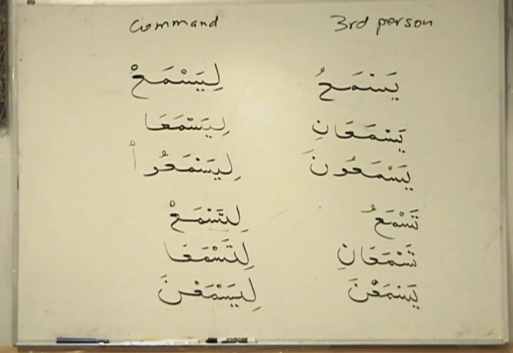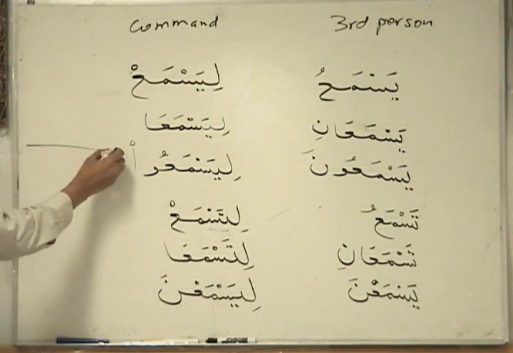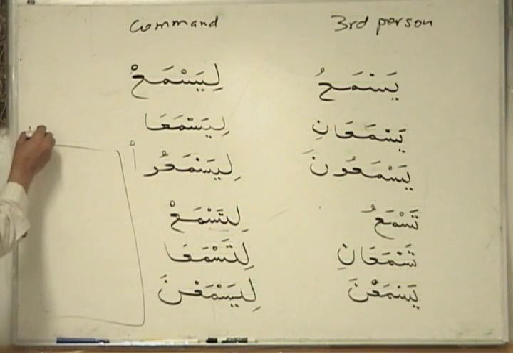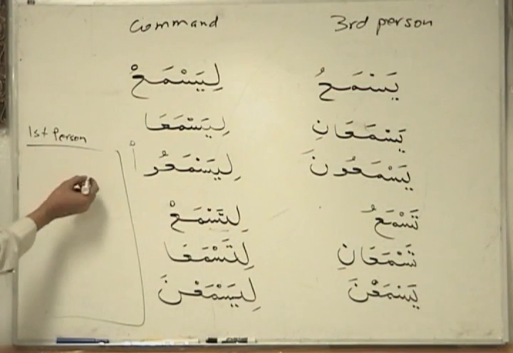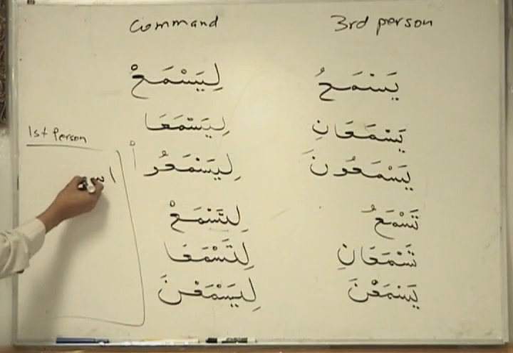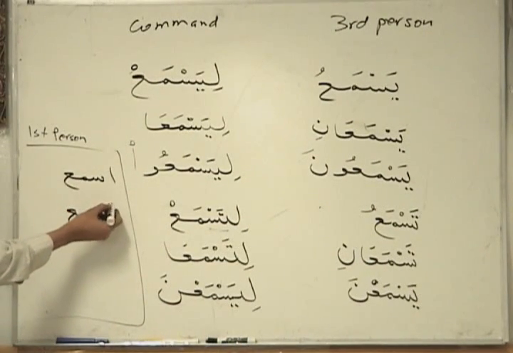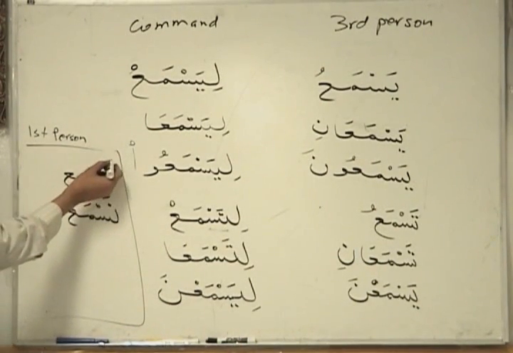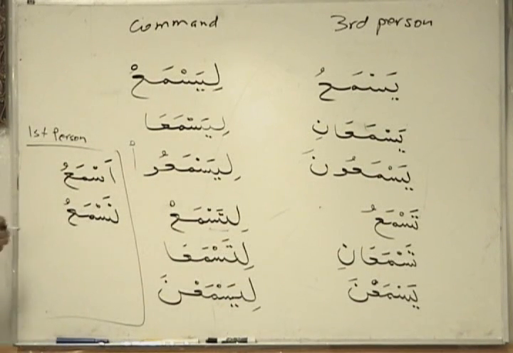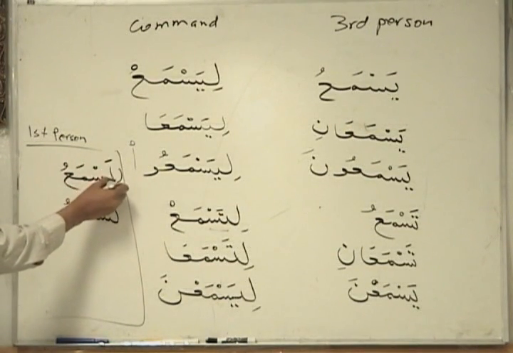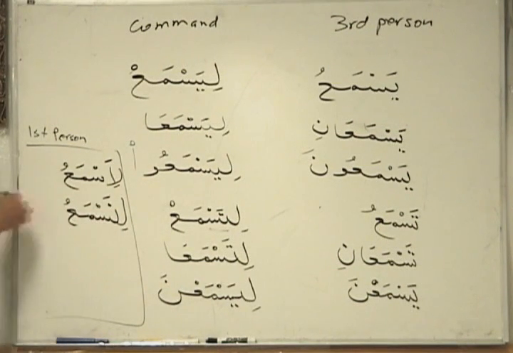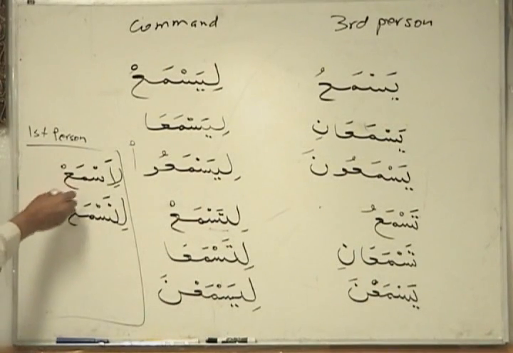And you can stretch this and extend it to the first person as well, because it doesn't make much difference there also. Asma'u and nasma'u, right? What do you do here? Add a li here. Li. And the end has no noon, change it to a sukoon. Li asma, I command myself to hear. I should hear. Li nasma, we should hear.